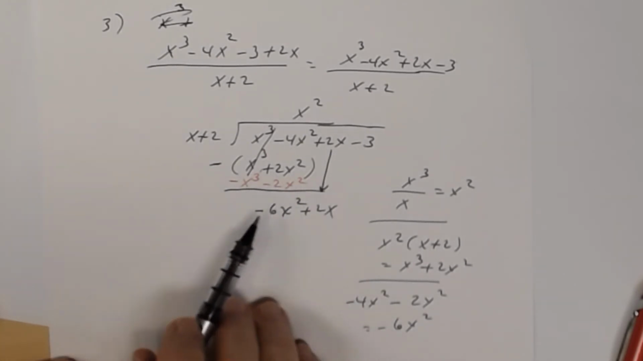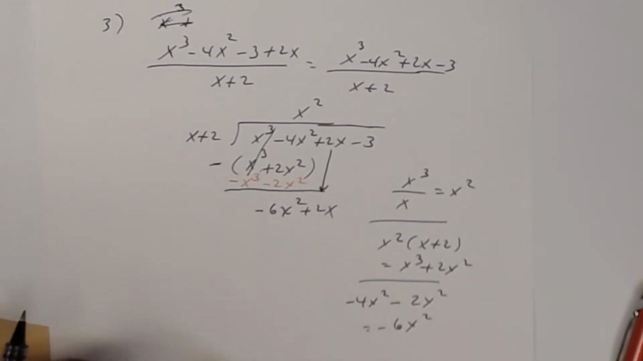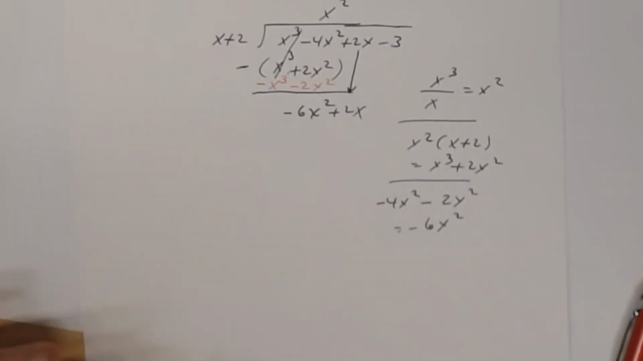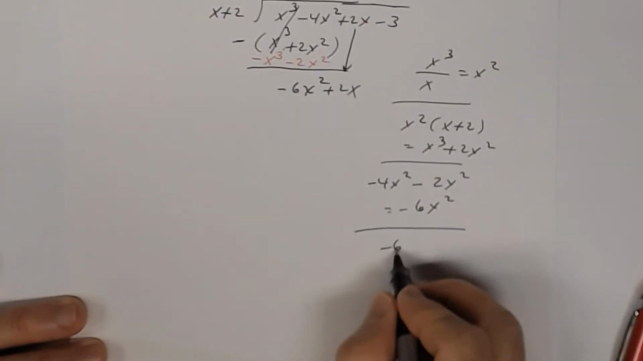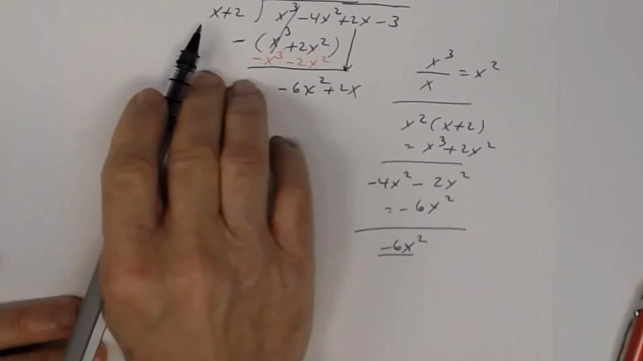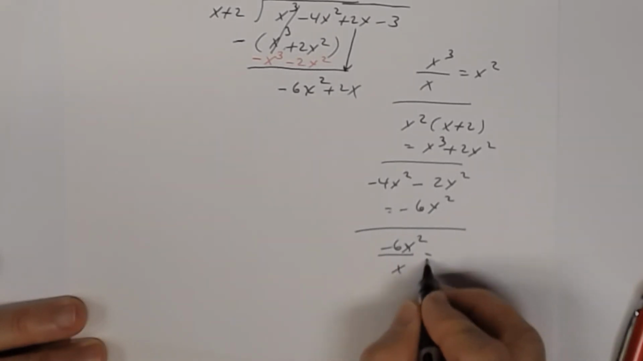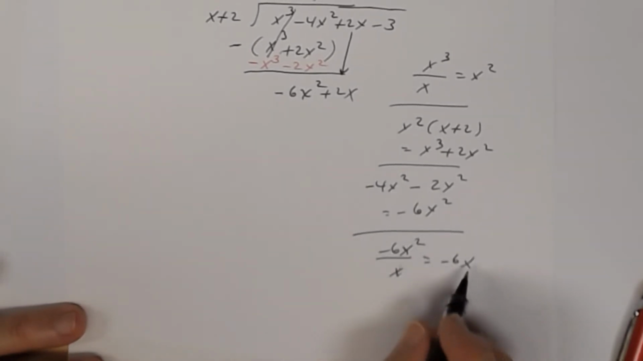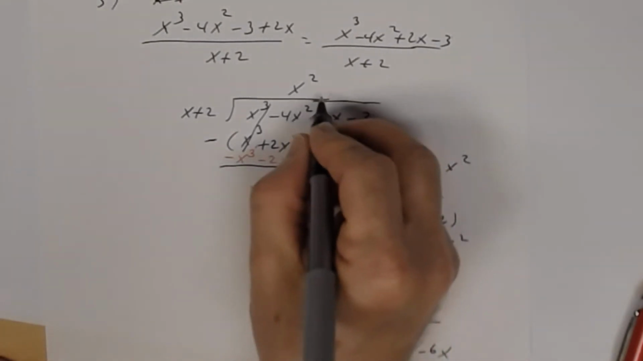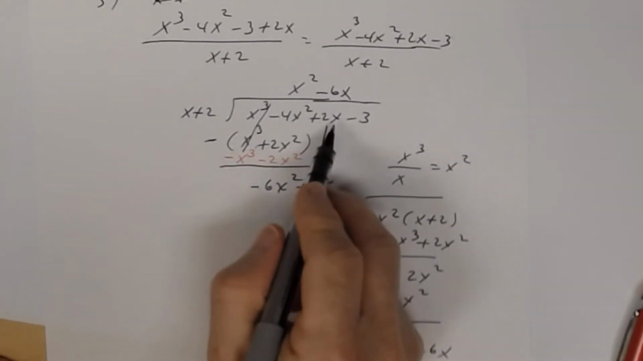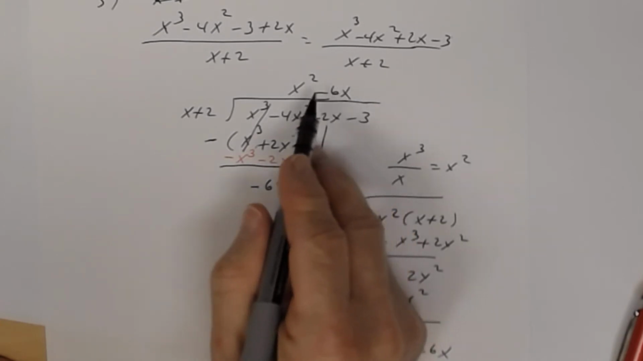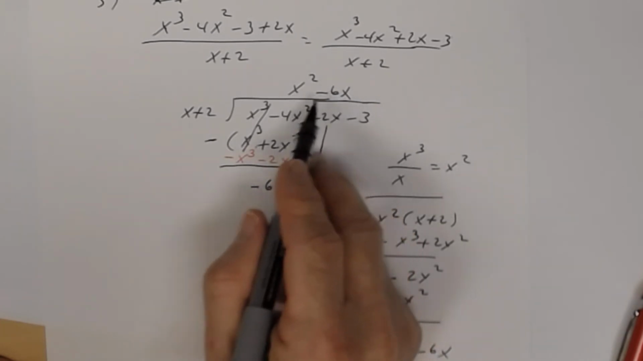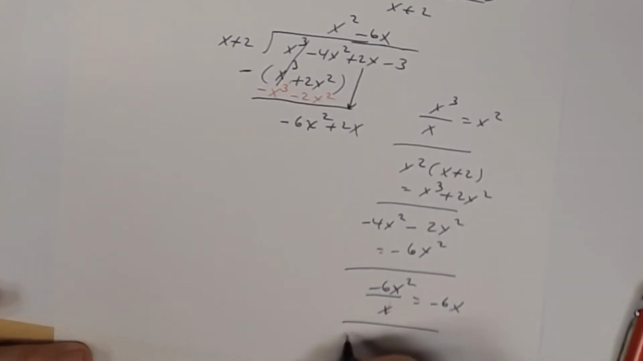So you take the first term here, divided by the first term here. So you're saying negative 6x squared divided by x, which is a negative 6x, right? Negative 6x. We divide by basis, subtract exponents. And so we put this negative 6x right here. See, I line my like terms. And then you multiply all over again. Negative 6x times x plus 2. So in your mind, you're saying negative 6x times x plus 2.